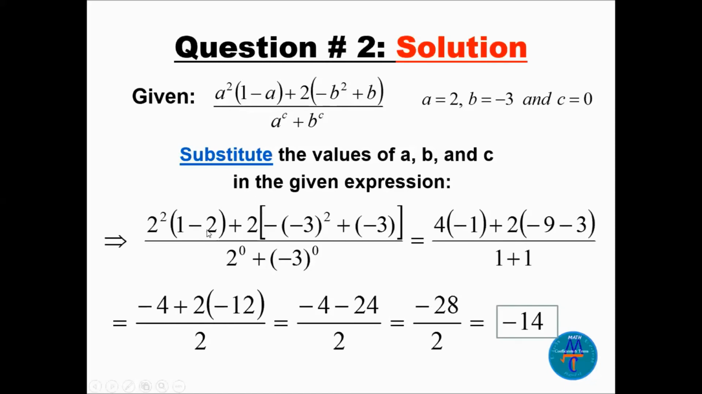And then 1 minus 2 minus 1 times 4. And here we have minus 3 squared. That's 9 with the minus. Minus 9 minus 3. So that's minus 12 times 2. Minus 24 minus 4, minus 28 over 2, minus 14 is the answer.